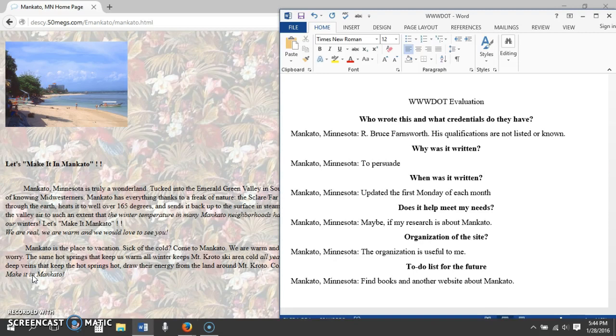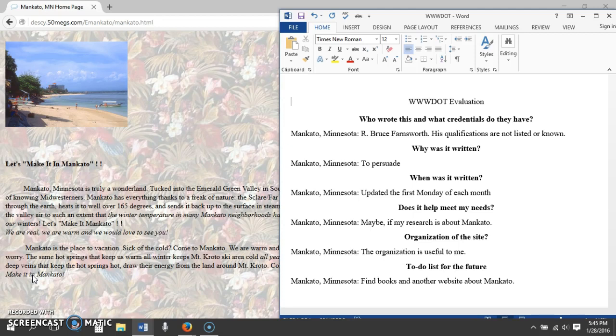When I write down the results of the WWWDOT evaluation for the Mankato website, here are the results. Who wrote this and what credentials do they have? R. Bruce Farnsworth is the author, but his qualifications are not listed on the website or known. Why was it written? To persuade people to visit Mankato as a vacation spot. When was it written? The website says it's updated on the first Monday of each month, but there's no year.